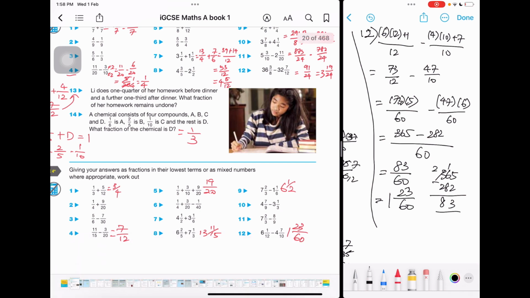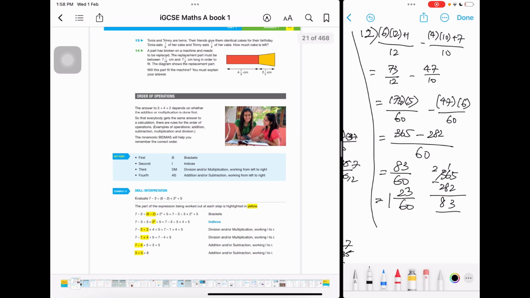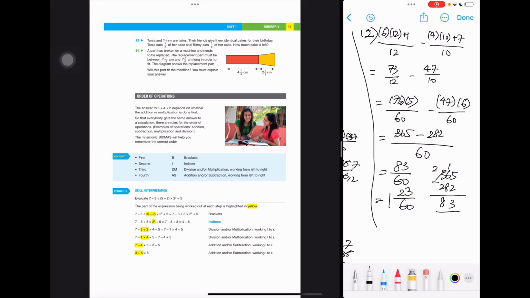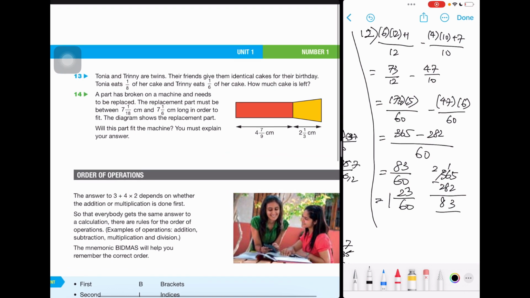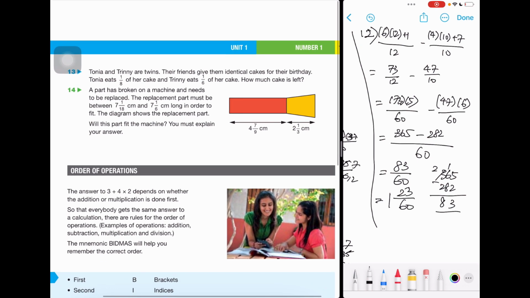Okay, so with that, let's move on to the next page. We have a remaining 13 and 14. Tonia and Trinia are twins, and their friends give them identical cakes for their birthday. Tonia eats 1/8 of her cake, Trinia eats 1/6 of her cake. So how much cake is left?